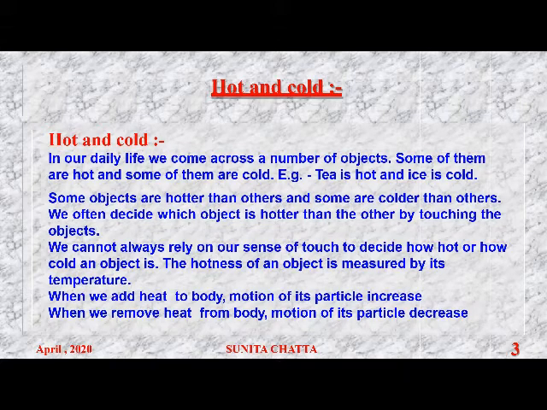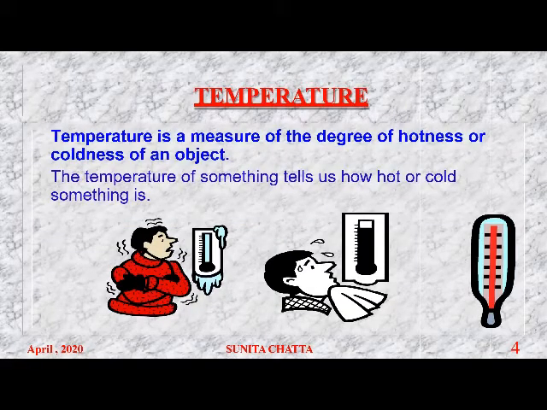We often decide which object is hotter than the other by touching the objects. We can't always rely on our senses to decide how hot or how cold an object is. The hotness of an object is measured by its temperature. When we add heat to our body, the motion of its particles increases, and when we remove heat from the body, motion of its particles decreases. Now, temperature. Temperature is a measure of the degree of hotness or coldness of an object. The temperature of something tells us how hot or cold something is.